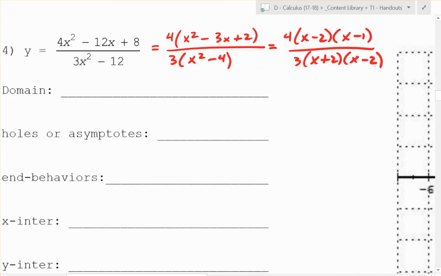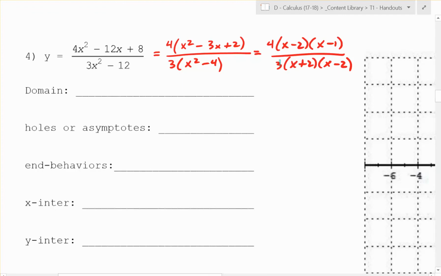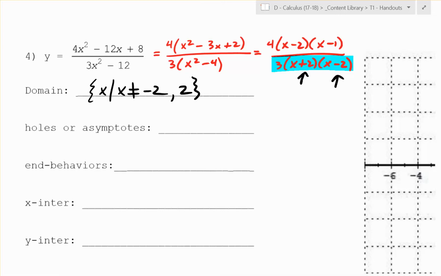Before you cancel, you find the domain. What can't you plug into this denominator? What could you plug in and make it 0? That would be the set of all numbers such that x can't be negative 2 because of this term, or positive 2 because of that term. So there's the domain. Now you cancel, if you can cancel anything, but you can cancel that.